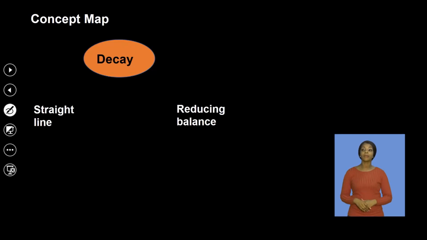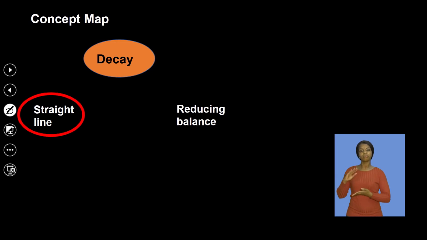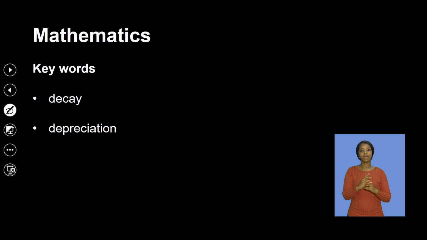So the big idea is decay. We have straight line and reducing balance, but we are focusing on the straight line, which is the same as the simple interest decay. Our keywords are decay and depreciation. The reason I'm using both of them is because I want you to realize that these mean the same thing. It just means a decrease of what we are talking about.